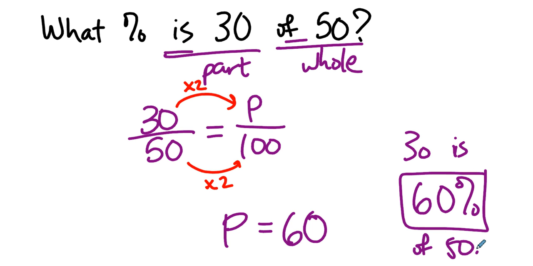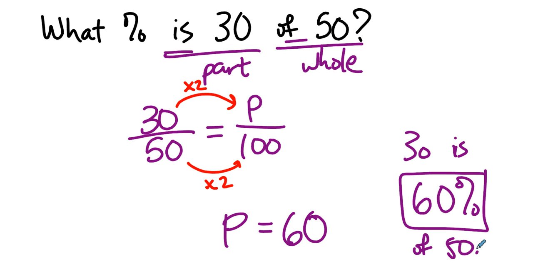The 60 is a whole number that represents the number of percents in the scenario. So this is a setup where we know the part, we know the whole, we don't know the percent. And so we compare the part to the whole and set that equal to percent out of 100. Remember, in a percent problem, 100 is the basis of comparison.